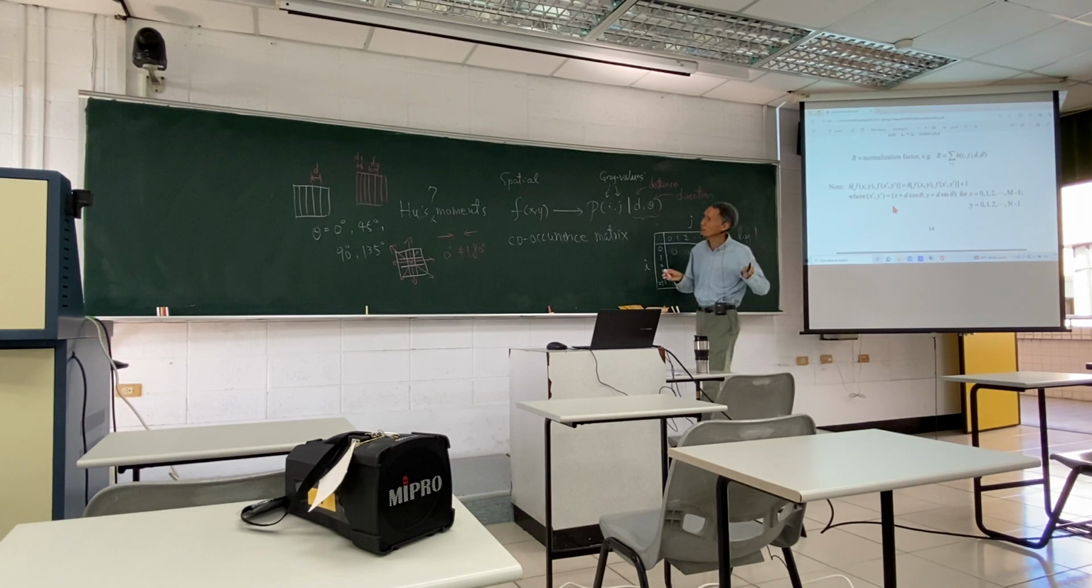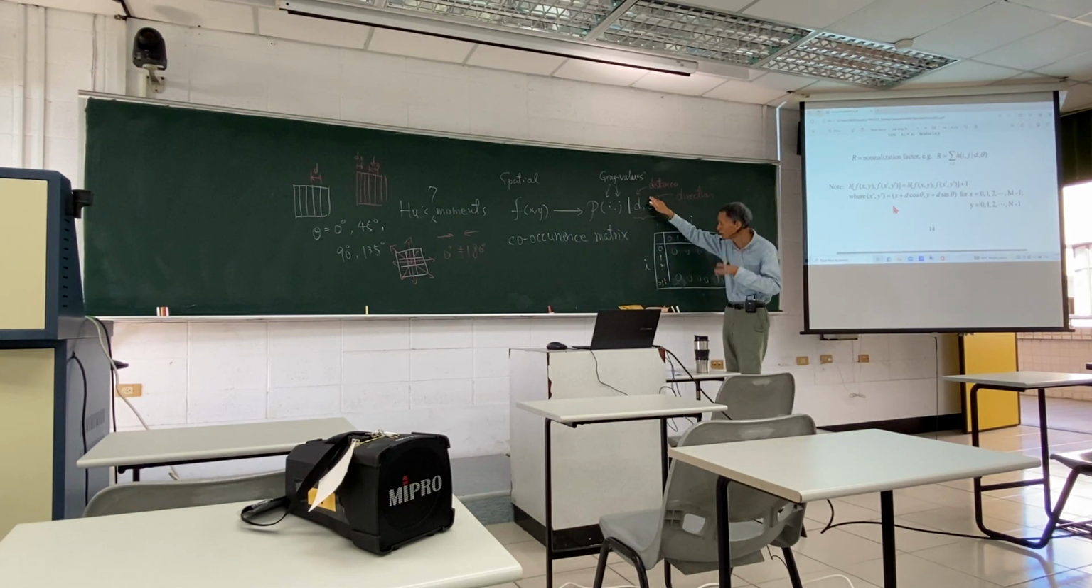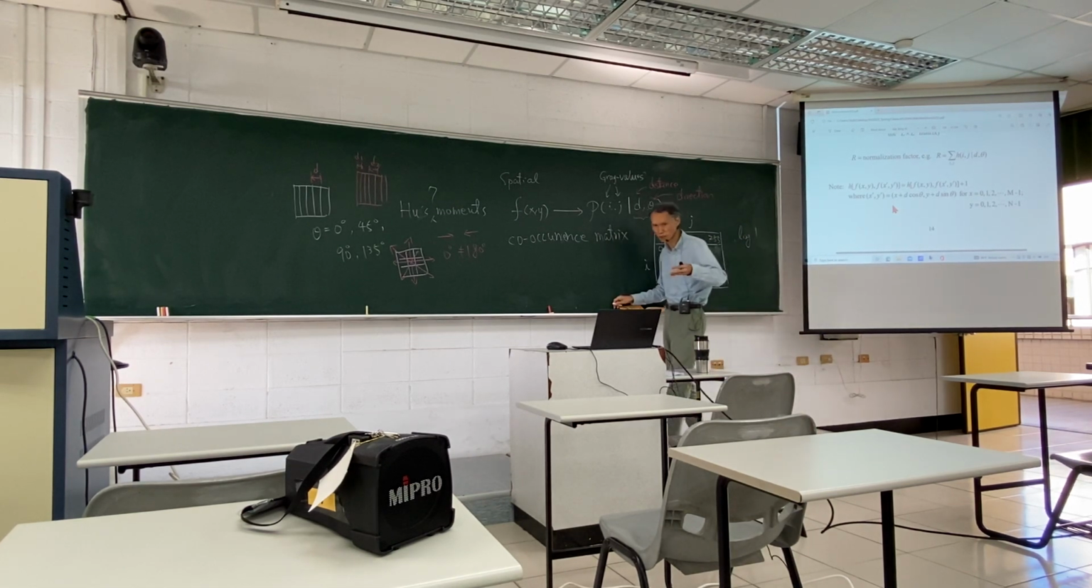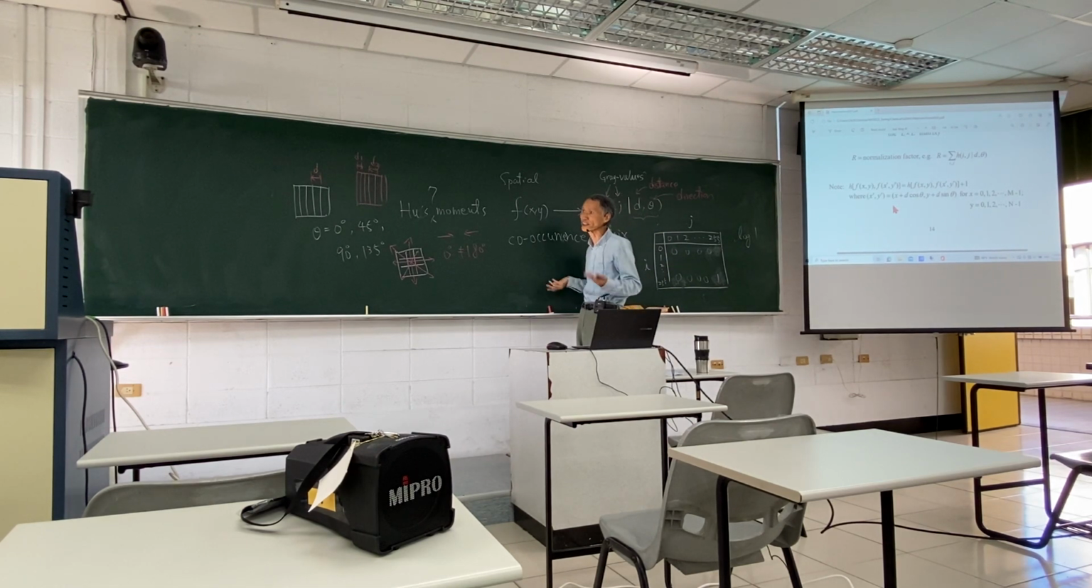So first we convert the spatial image into a joint conditional probability, and then we can find the features from this co-occurrence matrix based on the entropy or based on the power, and so on. Okay, I mentioned that. That's the idea. It's very effective, and the computation is quite simple.